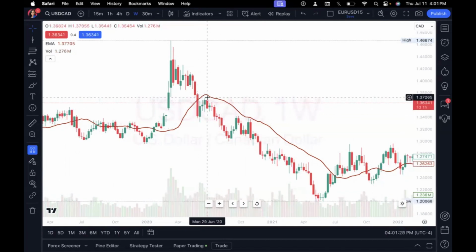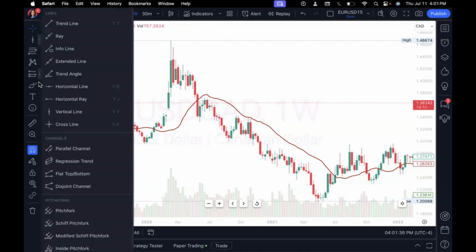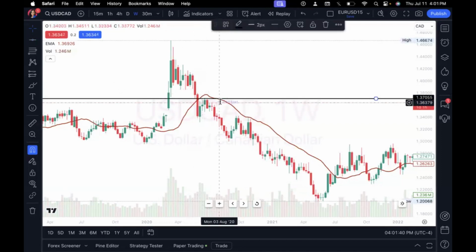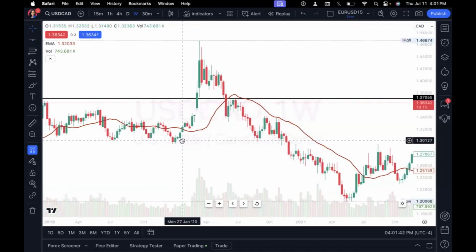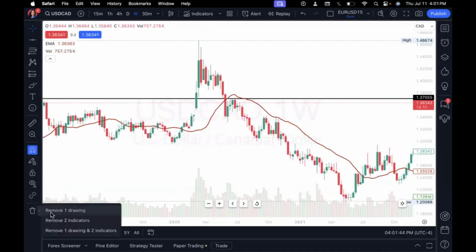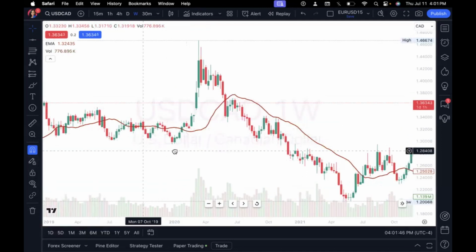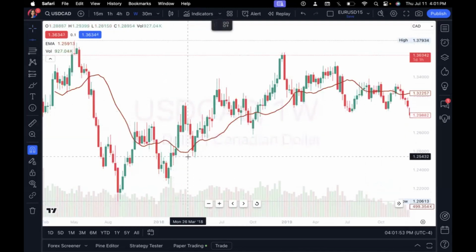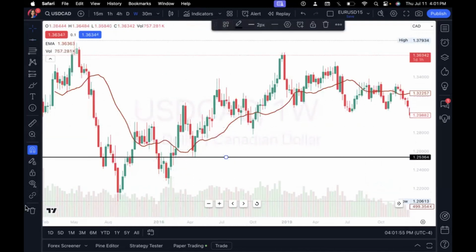If the candles are falling below the EMA, then the EMA will act as resistance, and you can set your stop loss right above the EMA. If the candles are buying and pushing up, the EMA will act as a support, and you can typically set your stop loss right below the EMA.